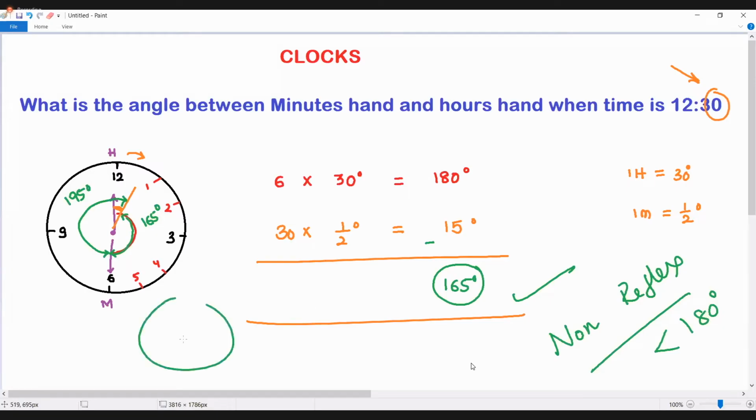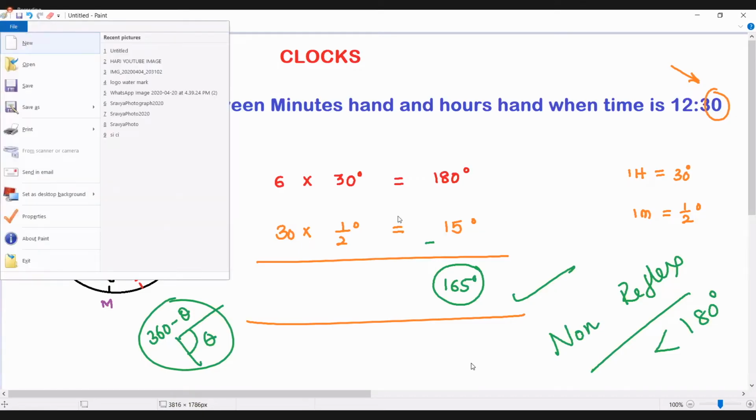Because this is a circle, in a circle the total angle is 360. If you know one angle is theta, the other angle we can blindly write as 360 minus theta. So if you know one angle is 165, the other angle is going to be 195. That is 360 minus 165. Like that we can find out the angle between the minutes and hours. Okay, so I hope you are able to understand the point.